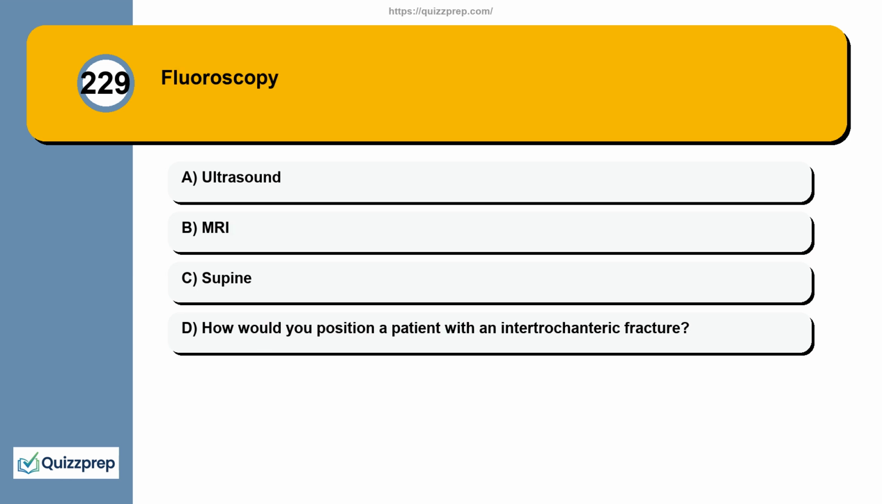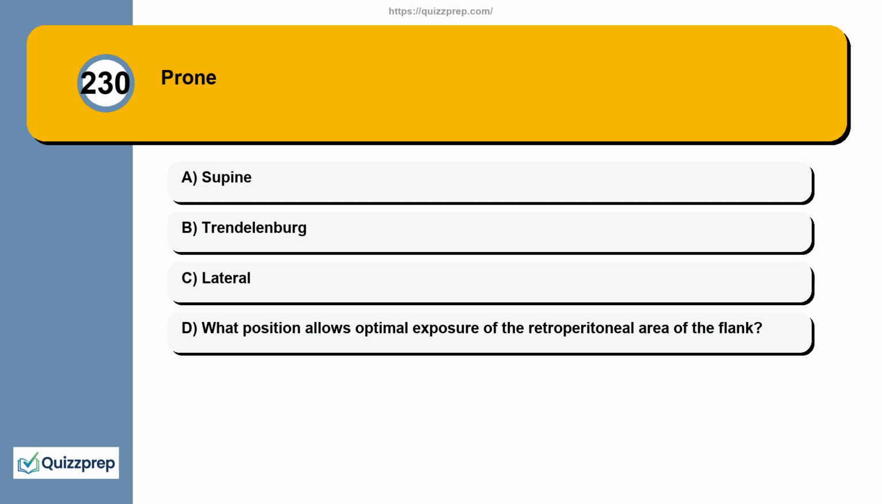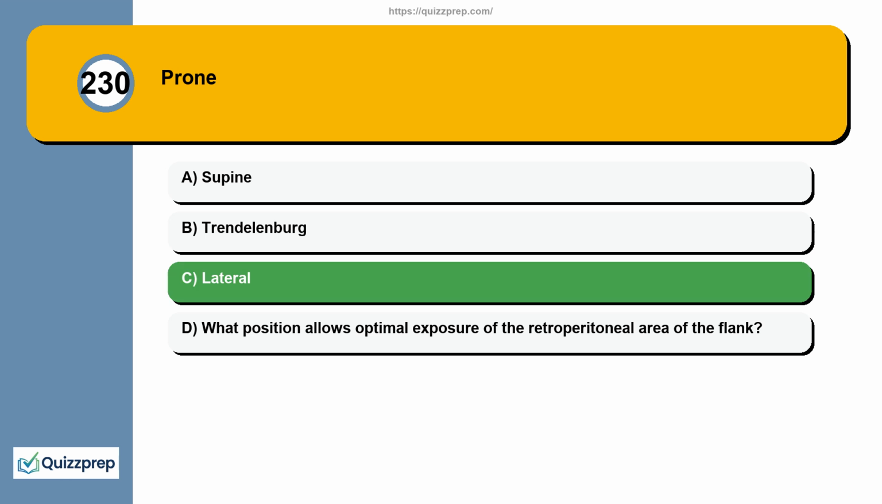Question 229. Fluoroscopy. Option A, ultrasound. Option B, MRI. Option C, supine. Option D, how would you position a patient with an intertrochanteric fracture? The correct answer is option Nan. Question 230. Prone. Option A, supine. Option B, Trendelenburg. Option C, lateral. Option D, what position allows optimal exposure of the retroperitoneal area of the flank? The correct answer is option C, lateral.